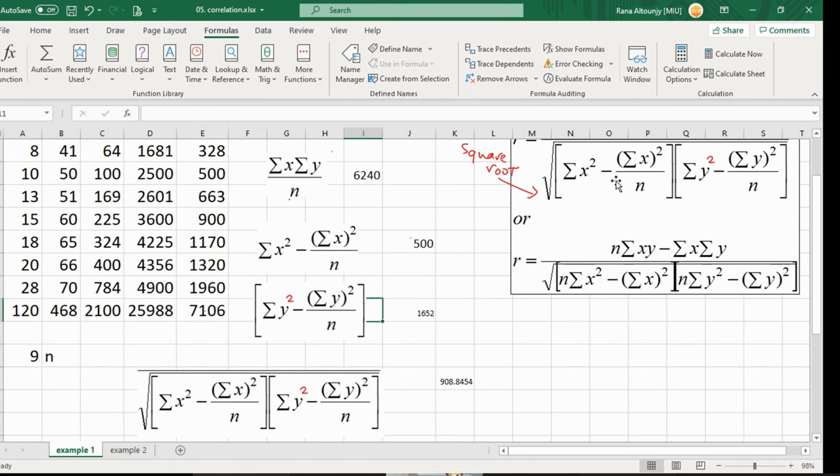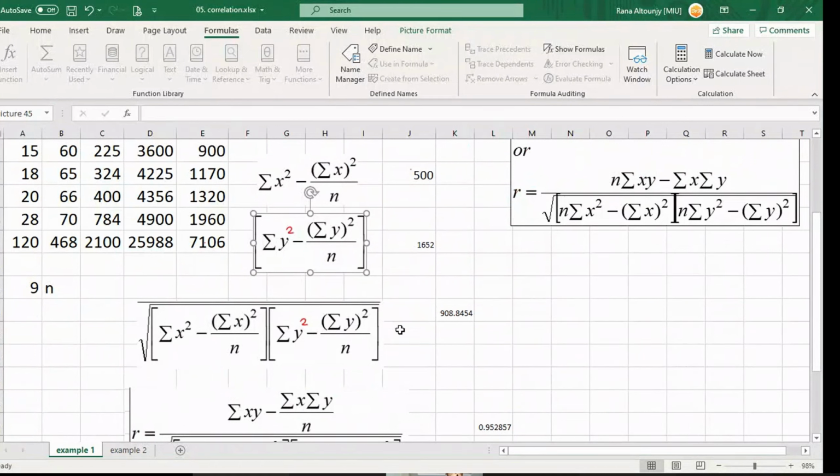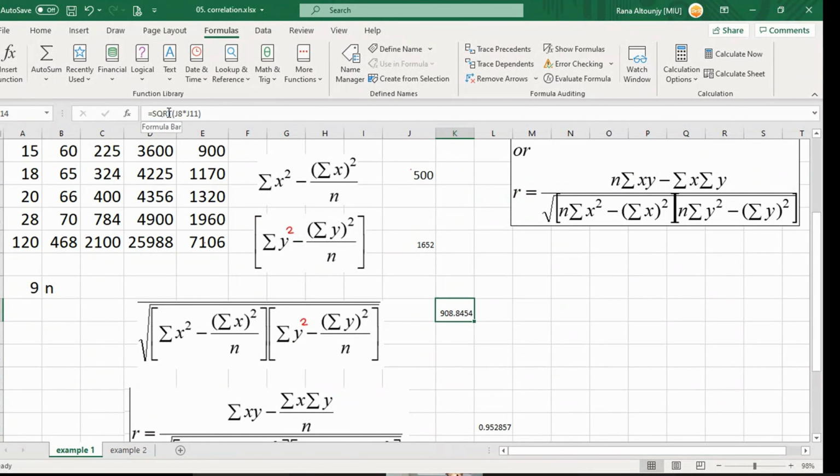Now let's calculate the bottom part of the equation, which is the square root of the multiplication of those two parts. How do we calculate the square root in Excel? It's a function called equal SQRT. You see SQRT, you double click, and you select a value. So this is the square root of this value, the 500. So we take the square root of this multiplied by this. You see SQRT of G8 multiplied by J11, which is this part multiplied by this part. This is the bottom value of our equation.